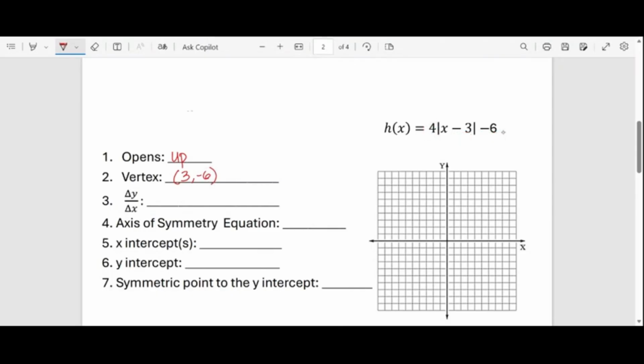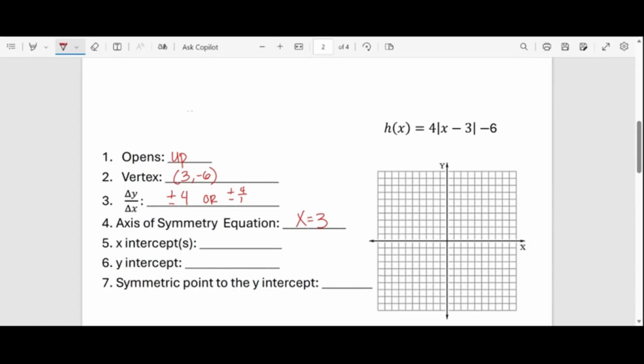Our slope here, or our delta y over delta x, comes from this number right here. And it's positive and negative 4. Or if you want to write it because you like your rise over run, you might want to write 4 over 1 because that's what we're actually going to do on our graph. The equation for the axis of symmetry is going to be x equals 3. Again, it's x equals the x value from your vertex. Let's go ahead and graph it.